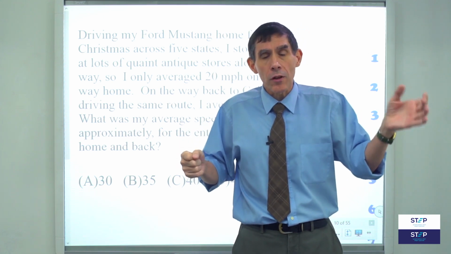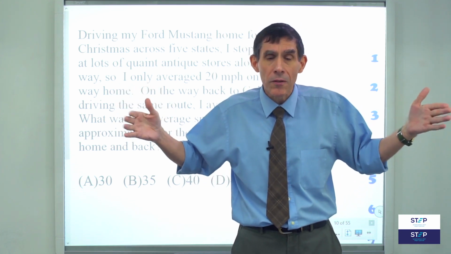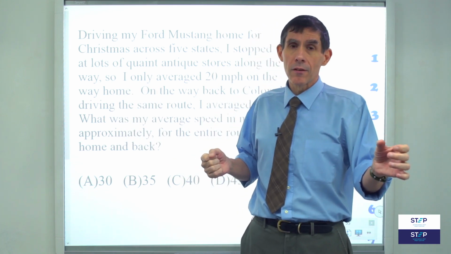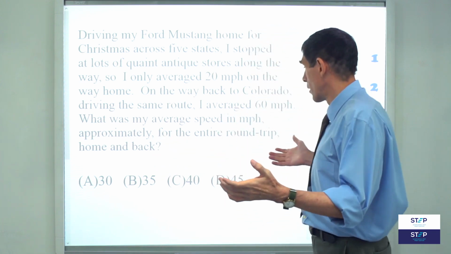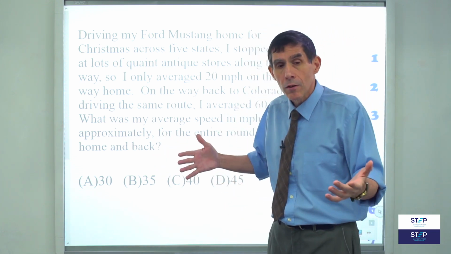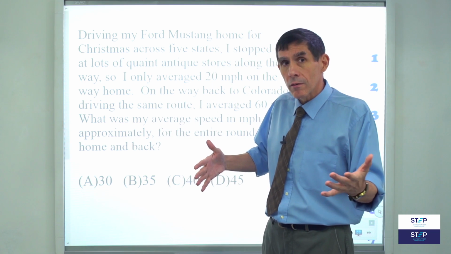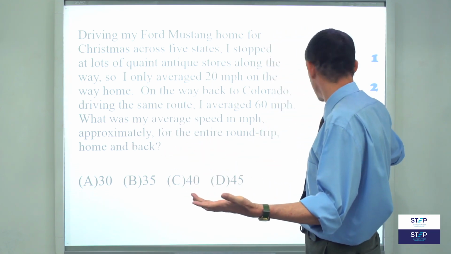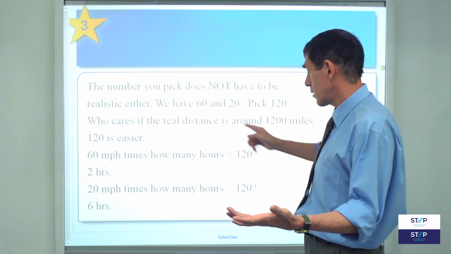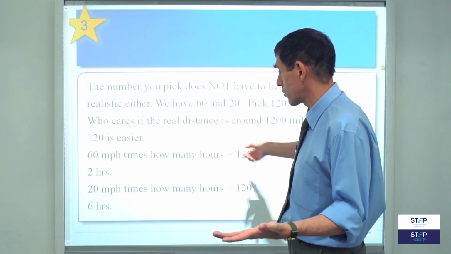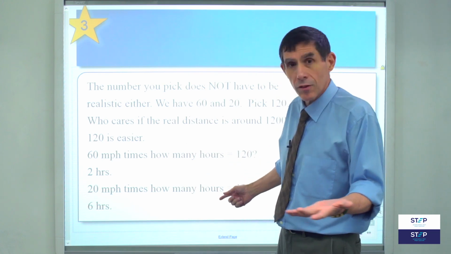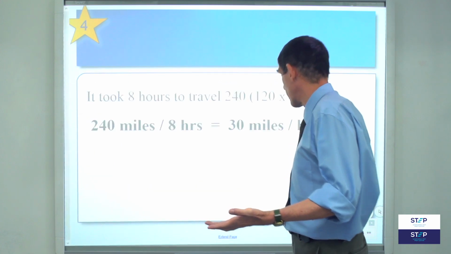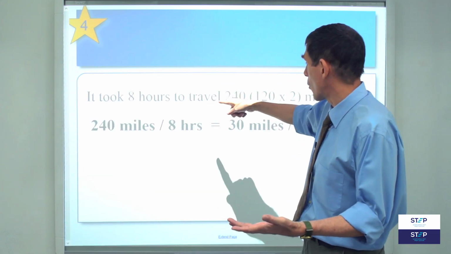Let's see, if the whole distance was 120 miles and on the way there you go 20 miles an hour, how many hours is that? 6 hours, right? So on the way back, you're going 60 miles an hour, it's 2 hours. Let's see what we get. 60 miles per hour, 120 miles, 2 hours. 20 miles per hour, 6 hours. Okay, it took 8 hours.